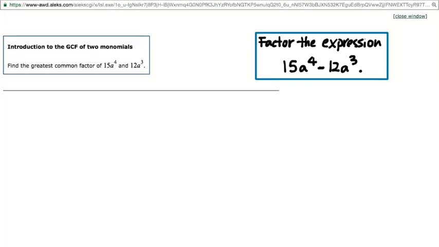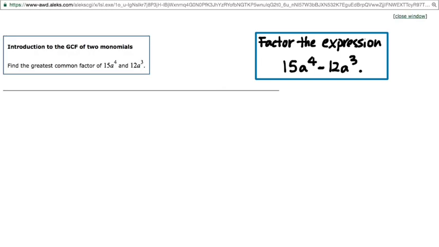So you're given two problems, the first of which asks you to find the greatest common factor of a pair of expressions, 15a to the fourth and 12a to the third. And the second problem asks you to factor the expression 15a to the fourth minus 12a to the third. So let me start by asking this question. How are these two problems related?